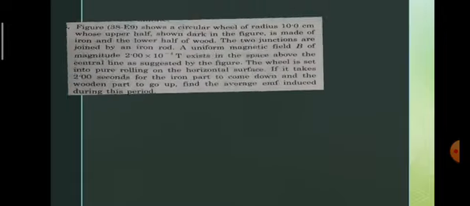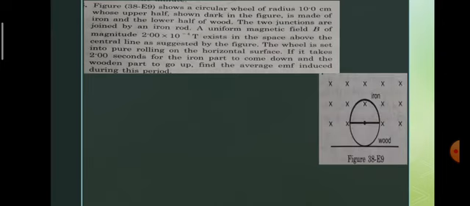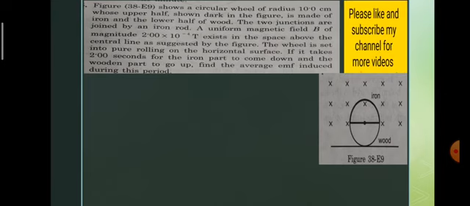Next problem is, figure shows a circular wheel of radius 10 cm whose upper half shown dark in the figure is made up of iron and the lower half of wood. The two junctions are joined by an iron rod. A uniform magnetic field B of magnitude 2 into 10 to the power minus 4 Tesla exists in the space above the central line as suggested by the figure. The wheel is set into pure rolling on the horizontal surface. If it takes 2 seconds for the iron part to come down and the wooden part to go up, find the average EMF induced during this period.